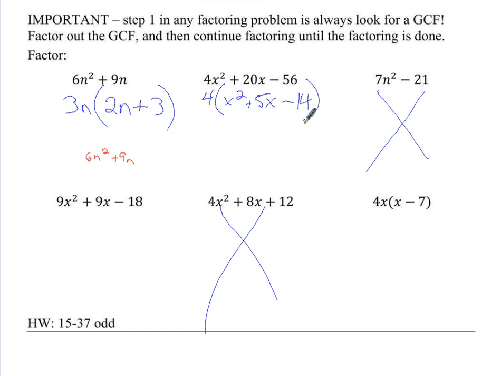$14. Okay, so we factor the GCF out. Now, in this problem, there was no more factoring to do. Is there more factoring to do in this problem? Potentially, yes. So if there is, we need two numbers that multiply to give me what?